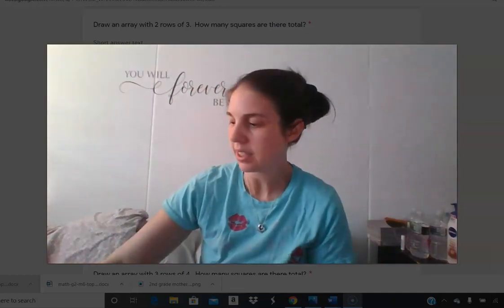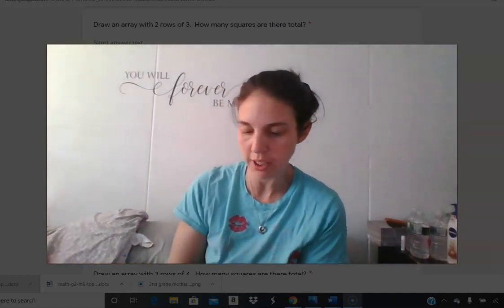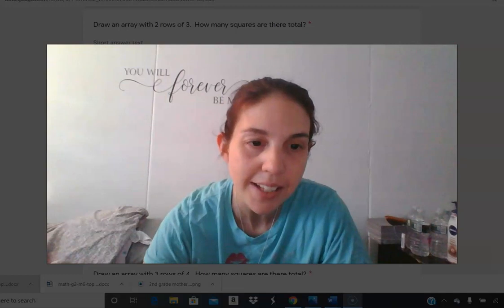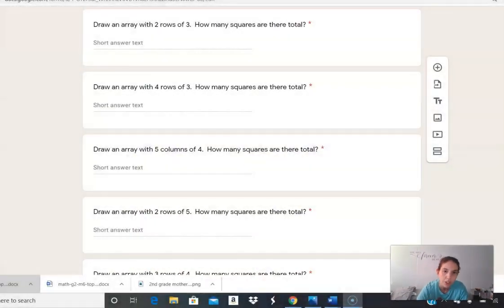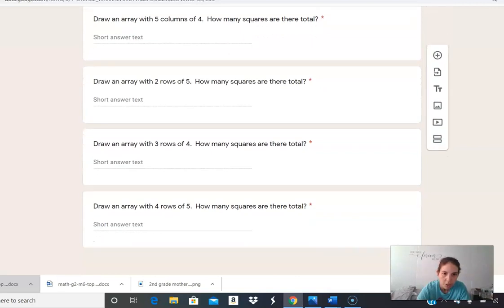Okay? Let's look at a couple more of your problem set questions. Draw an array with 2 rows of 5, and then you just see how many squares there are. Draw an array with 3 rows of 4. Draw an array with 4 rows of 5. Okay, so you're just drawing your rows and columns, and then you're writing how many squares there are once you make that array.